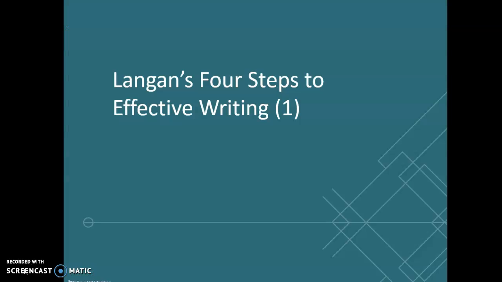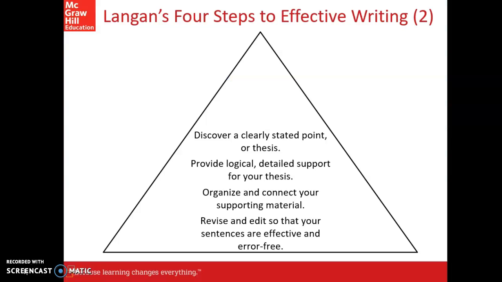So chapter 1 was an introduction to writing, Langan's 4 steps to effective writing. So we have this nice triangle here listing out the 4 steps to effective writing. Discovering a clearly stated point or a thesis, right? So you have to come to a conclusion. What is your thesis? What is the stance? What is your argument you are trying to prove? And how can you make sure that your point is clear throughout the paper? Even though this thesis statement is one sentence, it's the whole purpose of your paper, and everything in your paper should connect back to that thesis.